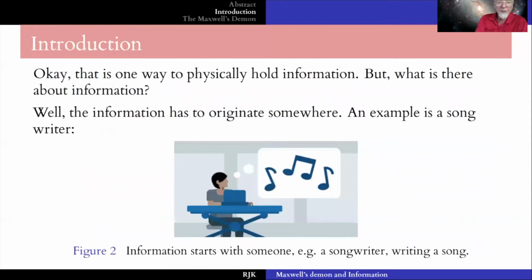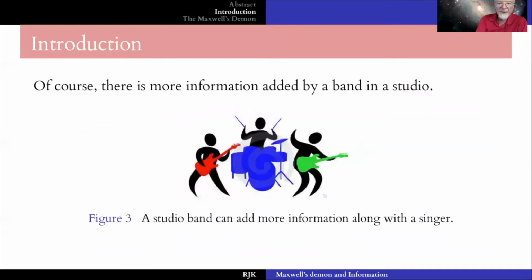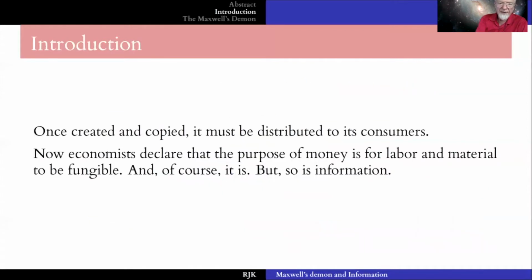That's one way to physically hold information, but of course there are many others. If you're going to talk about how you get the information, you have to originate it somewhere. An example is a songwriter. The information starts with someone, a songwriter, writing a song. And of course, there's more information added by a band in a studio, and maybe even a singer. Once created and copied, it can be distributed to the consumers.